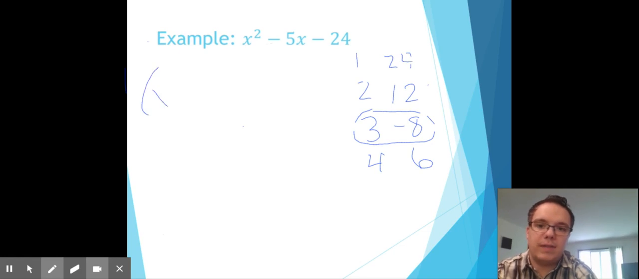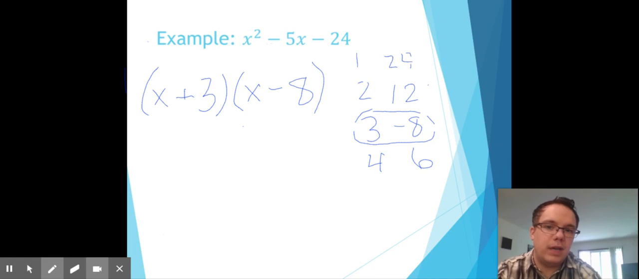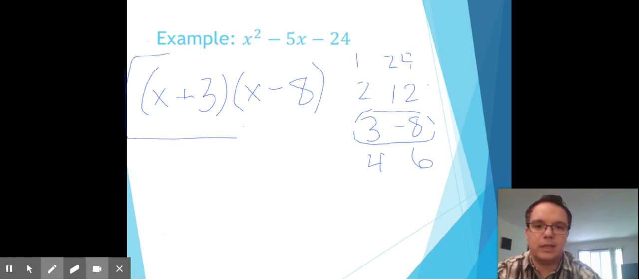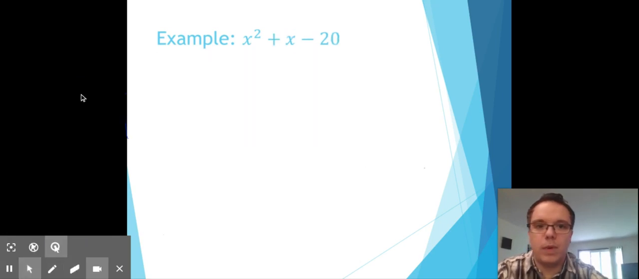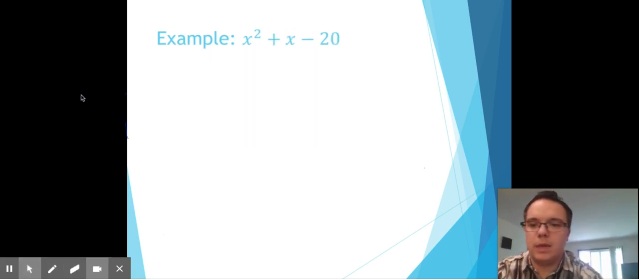So my factorization would be x plus 3 times x minus 8. Order wouldn't matter here. If you had x minus 8 times x plus 3, that's exactly the same thing, as long as you have a positive 3 and a negative 8. Again, you don't have to check your answer, but if you FOIL this back out, you do get x squared minus 5x minus 24. So our correct factorization for x squared minus 5x minus 24 is x plus 3 times x minus 8. All right, one last example, and then we are done.